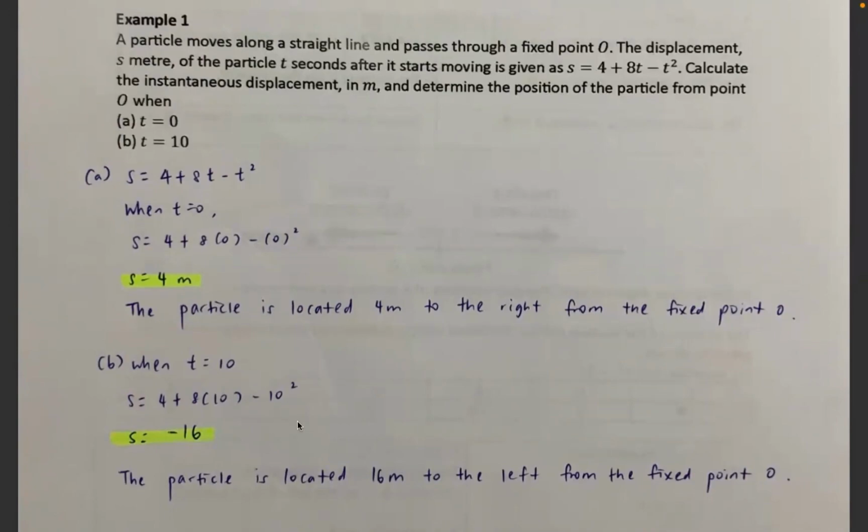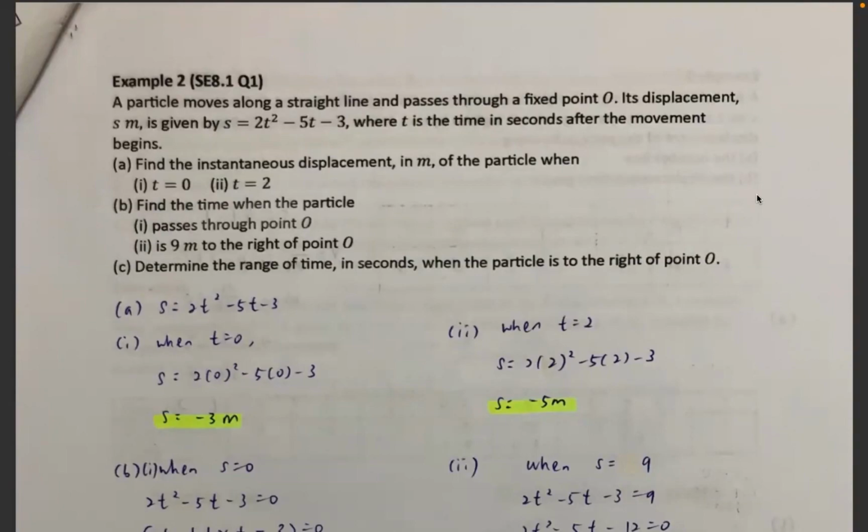So you can mention it is located 16 meters to the left of O. Example 2: a particle moves along a straight line and passes through a fixed point O. Its displacement S meters is given by S equals 2t squared minus 5t minus 3, where t is the time in seconds after the movement begins. Find the instantaneous displacement in meters of the particle when t equals 0 and t equals 2.